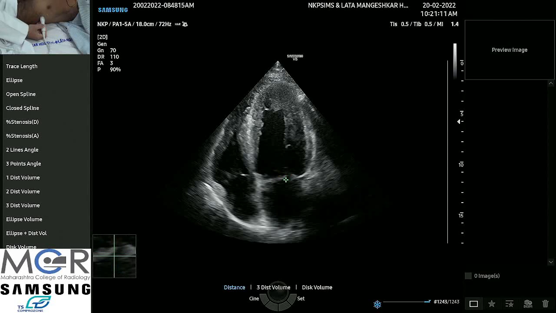Like dentists, they are used to only mirror images. They can't see directly, they see only in the mirror. Similarly, I am habituated to see upright inverted images. So this is the apex of the left ventricle. You can see nicely the endocardium. You can see nicely the endocardium.